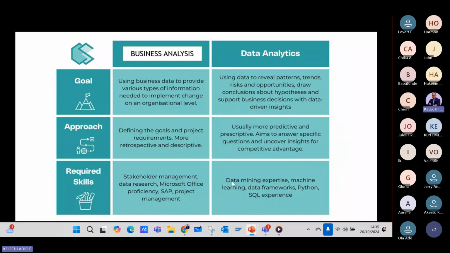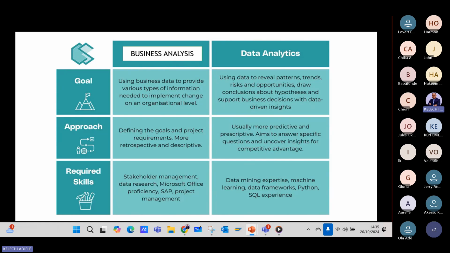So for the required skills for a BA, you have stakeholder management, Office, SAP, project management. For required skills for data analysts, you see data mining expertise, machine learning, data frameworks. You see, their goals are different, their approaches are different, and the required skills are different. So that if you see these two roles, you don't confuse them.